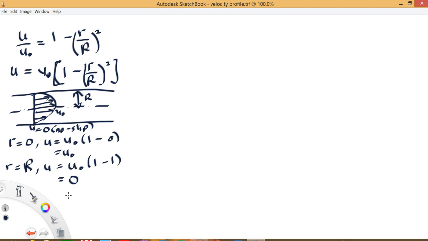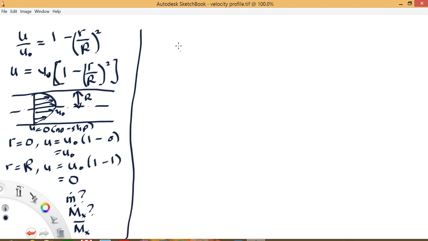Alright. Okay, so the question asks you to find m dot, the momentum in x direction dot, and the momentum mean value. Okay, m dot, how do I get it? I just use the equation that we have discussed just now, which is 2 pi rho. Okay, this u, I leave it as u, r dr.